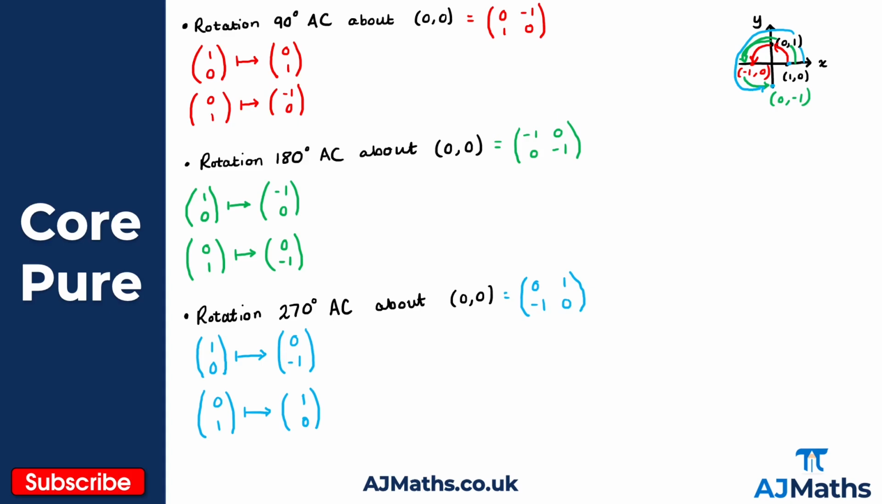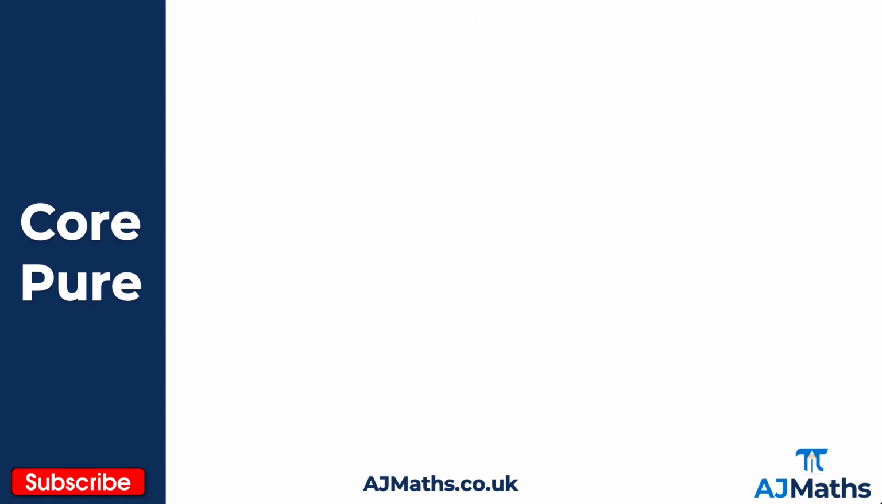Now, the final thing to point out here is, what about when we're working with a rotation that isn't a multiple of 90 degrees? What about if we were rotating, say, 45 degrees anti-clockwise? How would we do that? Well, what we do is use our general rotation matrix. This is a 2 by 2 matrix, and it is given in the formula books. You don't need to worry about memorizing it.